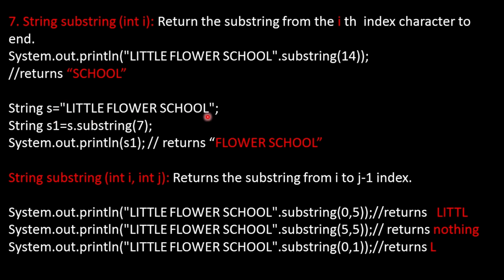Now see the same thing. Our string is there, s1 is equal to s dot substring 7. Let us count up to 7. 0, 1, 2, 3, 4, 5, 6, 7. Flower school. This is the 7th index position. So up to 6 it will leave, and from the 7th onwards everything that is there will be displayed. See, flower school.